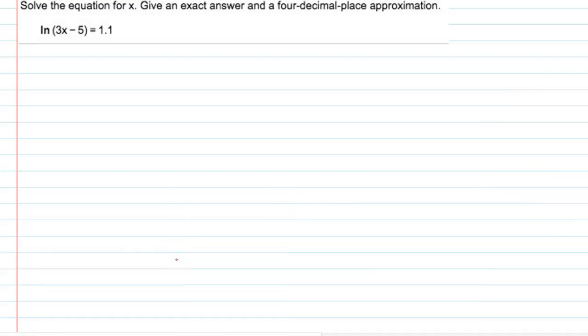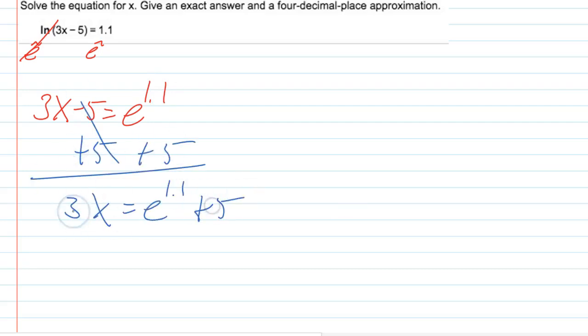Here they want both the exact answer and the 4 decimal approximation. It's already set up nicely for us, so all we have to do is take e of both sides. I say e to the power of and e to the power of. On the left-hand side, the natural log and the e cancel out, leaving me with 3x minus 5 is equal to e to the power of 1.1. At this point, we're just solving for x. The opposite of subtracting 5 is to add 5, and the opposite of multiplying by 3 is to divide by 3.